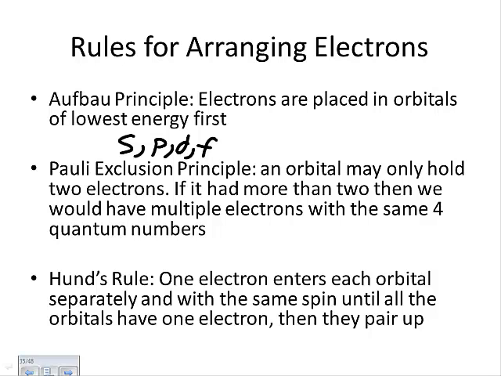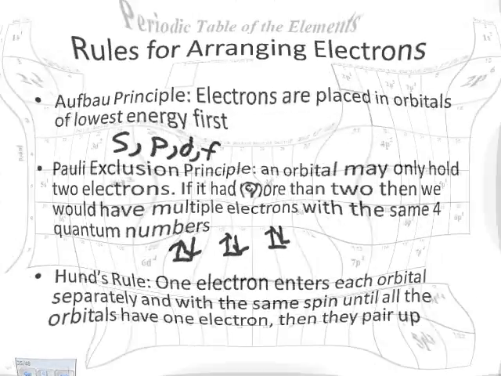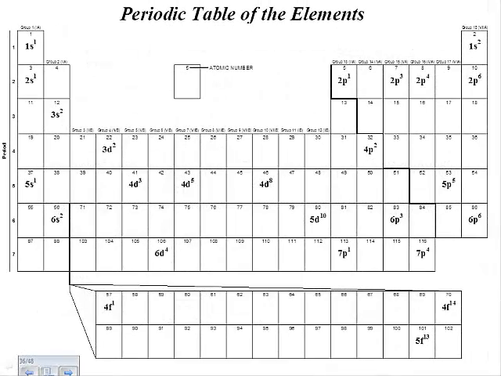The Pauli exclusion principle states that an orbital can only have 2 electrons. We already covered that when we did quantum numbers. And then Hund's rule: only 1 electron will enter each orbital separately with the same spin until all the orbitals have paired up. So the p sublevel is going to have 3 orbitals, and each electron is going to enter with the same spin. This one goes here, the next one will fill the next orbital, and then the next orbital will be the same spin. Once all 3 orbitals are filled with 1 electron spinning the same direction, that's when we add the electrons spinning in the opposite direction. And that's how each element gets its own configuration.